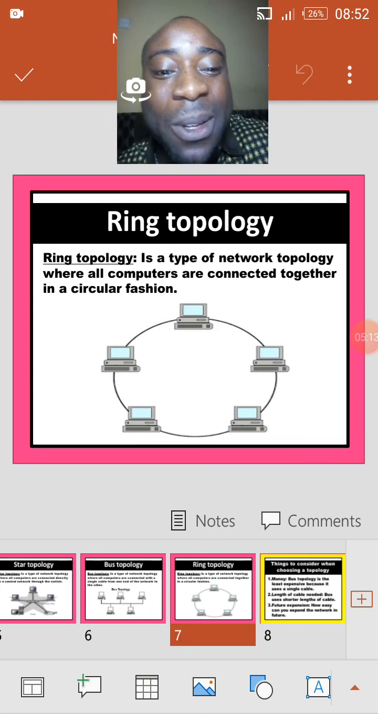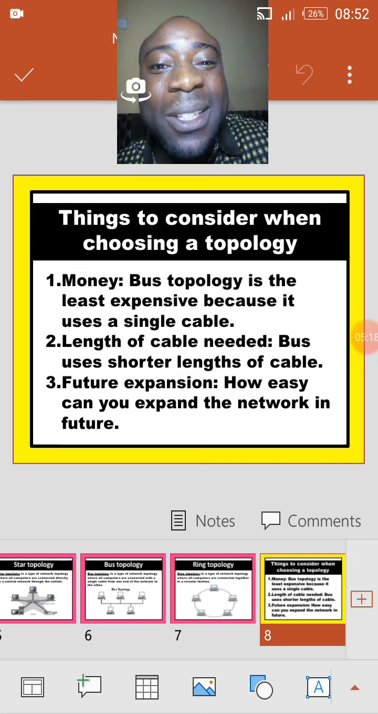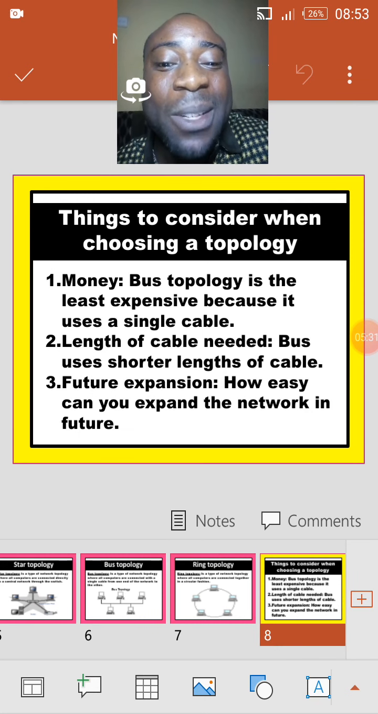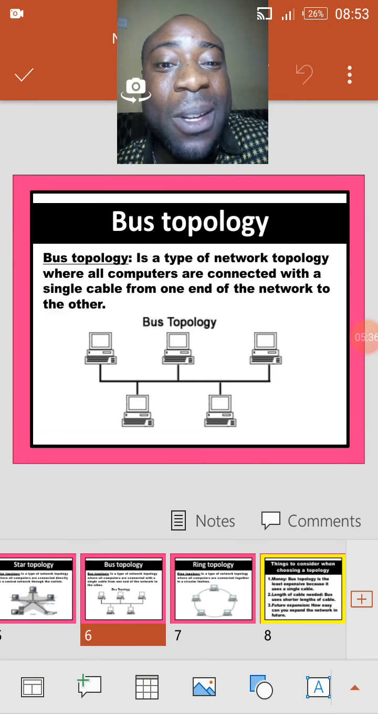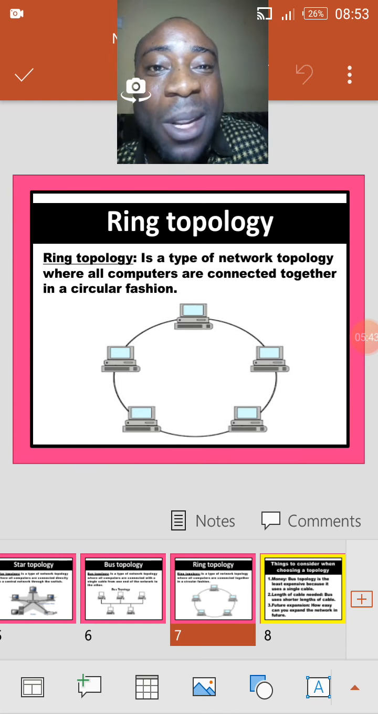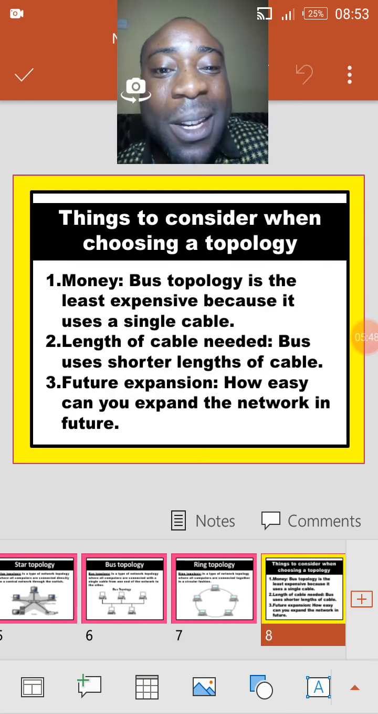Now, the last thing we are going to consider is things to consider when choosing a topology. The first thing, money. That is the money to put it in place. Bus topology is the least expensive because it uses a single cable. For example, as you can see in the picture, bus topology uses a single cable. So you cannot compare it to the one using a round cable that will consume a lot, or a star topology. So it means it is the least expensive.